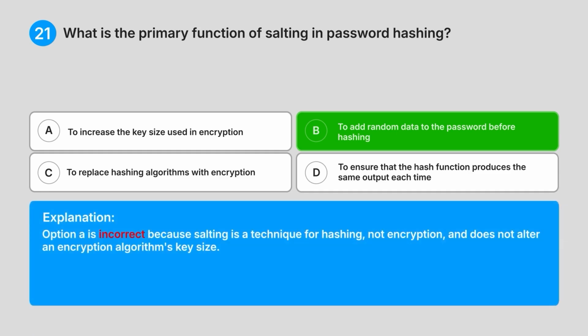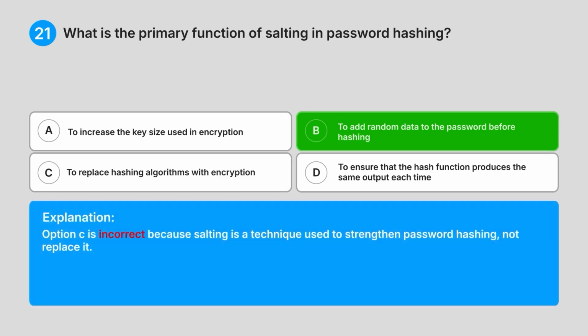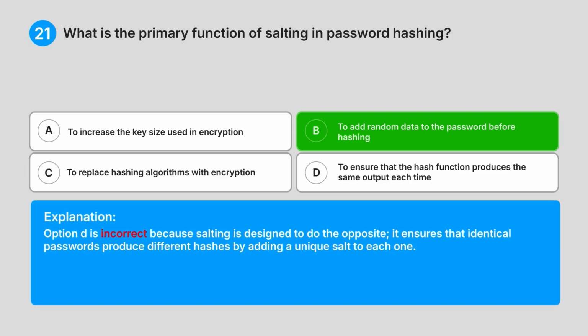Option A is incorrect because salting is a technique for hashing, not encryption, and does not alter an encryption algorithm's key size. Option C is incorrect because salting is a technique used to strengthen password hashing, not replace it. Option D is incorrect because salting is designed to do the opposite. It ensures that identical passwords produce different hashes by adding a unique salt to each one.